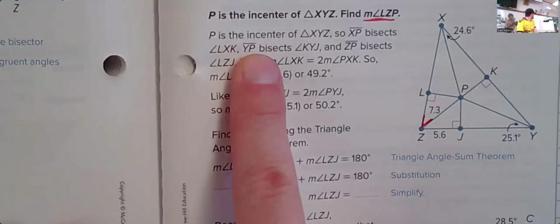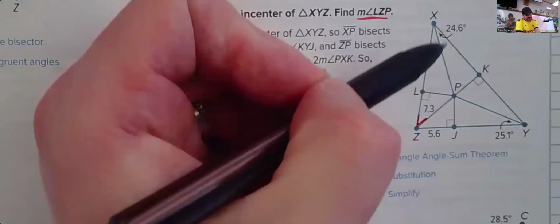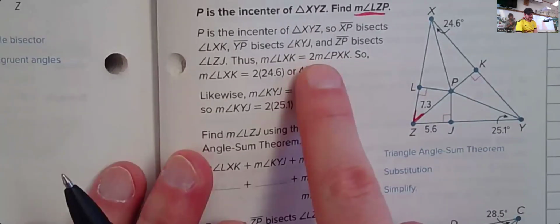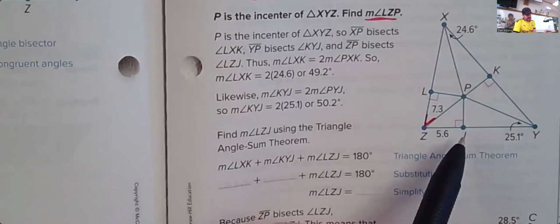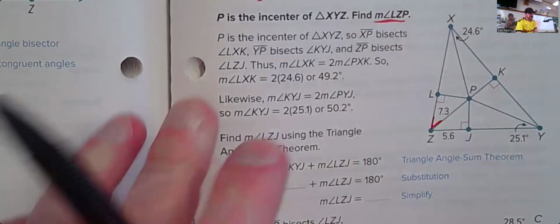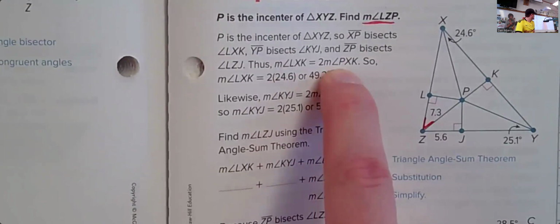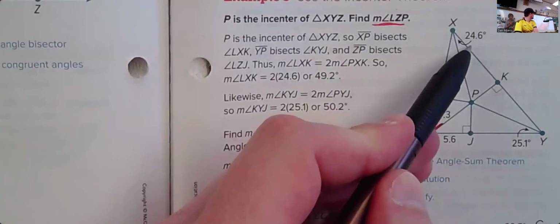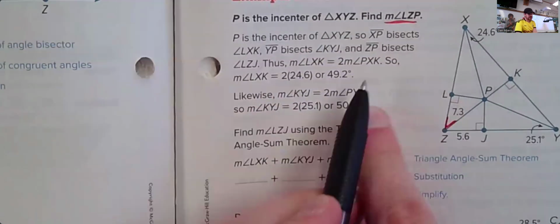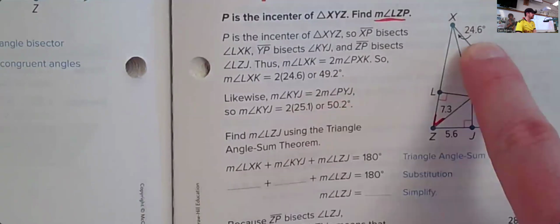P is the incenter, which means that XP bisects angle LXK. XP is here, bisecting angle LXK. ZP right here is bisecting angle LZJ. And YP is bisecting angle KYJ. So the measure of angle LXK is twice the measure of angle PXK. PXK is 24.6, so the one next to it right here is also 24.6. That means everything at angle X adds up to 49.2 degrees, because they're each 24.6.